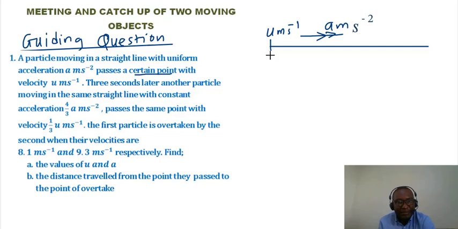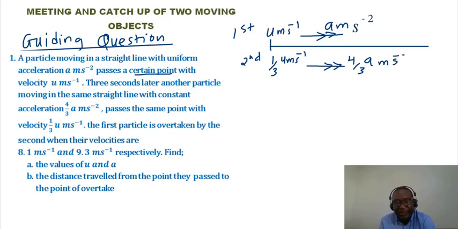We are passing this very point, so this is going to be the first particle. Now let me put down here the second particle. It passes through the same point with a velocity of 1 over 3 u meters per second, and it is traveling at a higher acceleration, 4 over 3 meters per second squared.